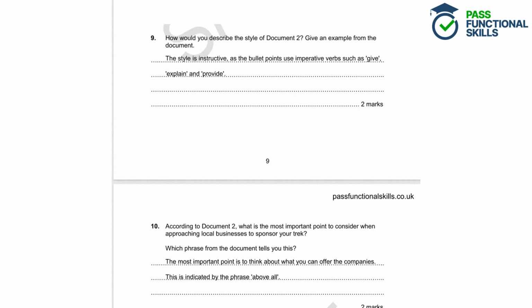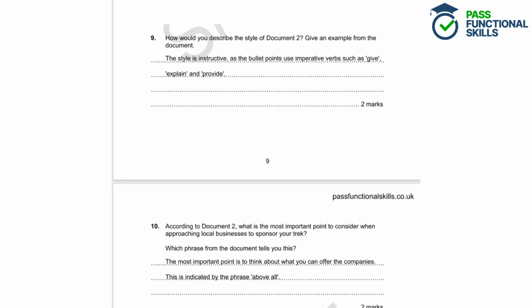Well, it says ask as many people as you can. It says tell everyone what you're up to. You could even get in touch with local papers, radio and TV stations. So summarising this information, the student has written that the reader is advised to speak to as many people as possible and to get in touch with local media in order to advertise their challenge. So that is a good summary of the information in the text.